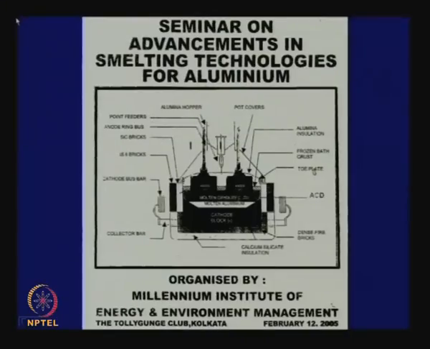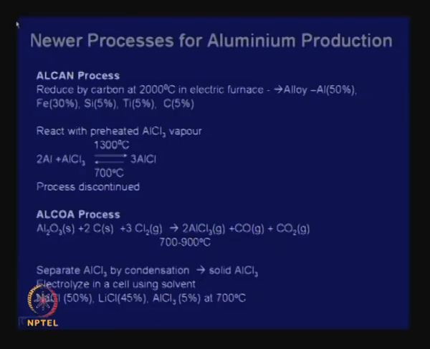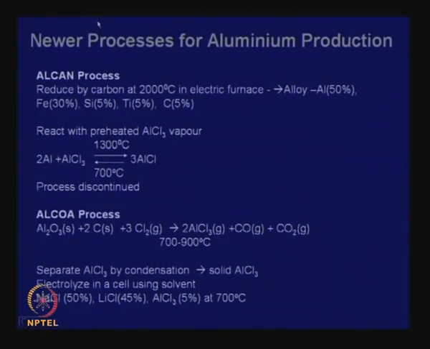Okay. What are the other processes? The other process that had been proposed and on which people worked also is called the alkan process. The alkan process is based on the simple thing that if you take alumina and reduce by carbon, pyrometallurgical reduction by carbon, you should produce aluminum, but that does not happen because it forms carbide. So, what the alkan process says is, okay, let us form the carbide and see what can be done. So, in the alkan process, you reduce alumina by carbon at 2000 degrees centigrade in an electric arc furnace.